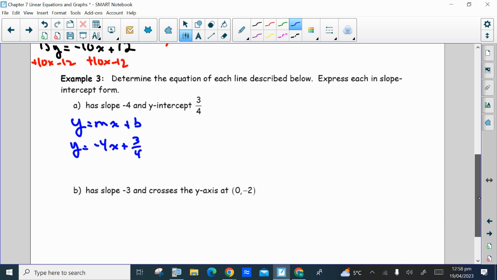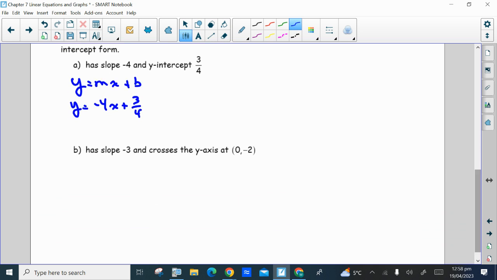That one is done. Now for question B, we're given the slope and where the graph crosses the y-axis, but that's the same thing as the y-intercept. The y-intercept is where the graph crosses the y-axis. So again, just like the one above, we can just use y equals mx plus b. The slope is negative 3, so that's m. Our y-intercept is minus 2. So that's your b value. Again, that one is done. You're given the point where it crosses the y-axis, which is what the y-intercept is. So our y-intercept is negative 2, and that is the b value.